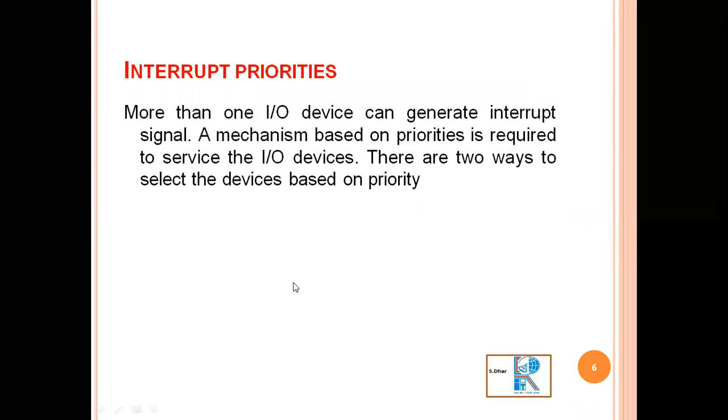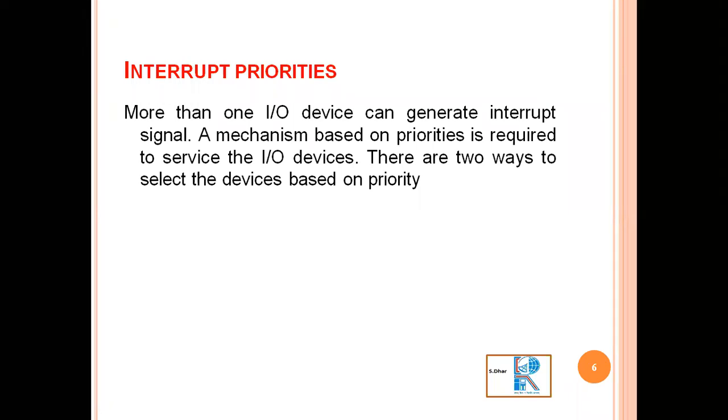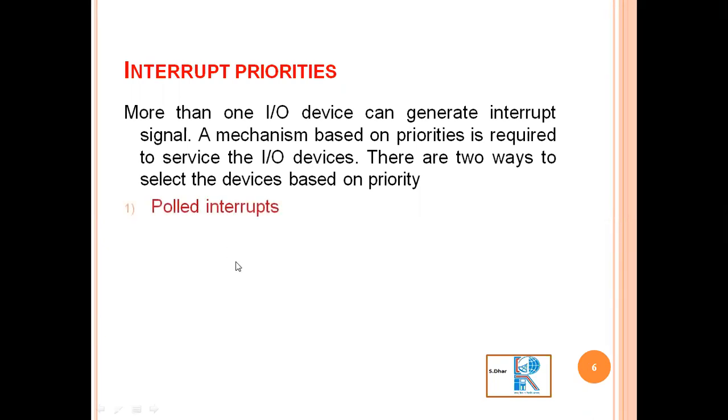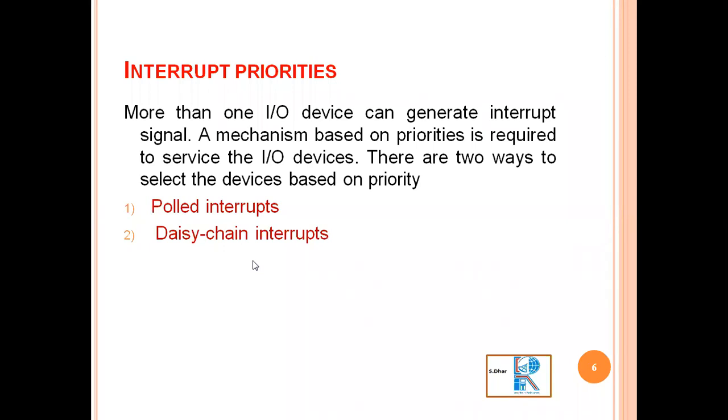Now there are two ways to select the I/O device based on priority in interrupt-driven I/O. So what are the two? The first one is called the fold interrupts, and the second one is called the daisy chain interrupts. Both are used for selecting the particular I/O device depending on priorities. First, we will discuss the fold interrupts.